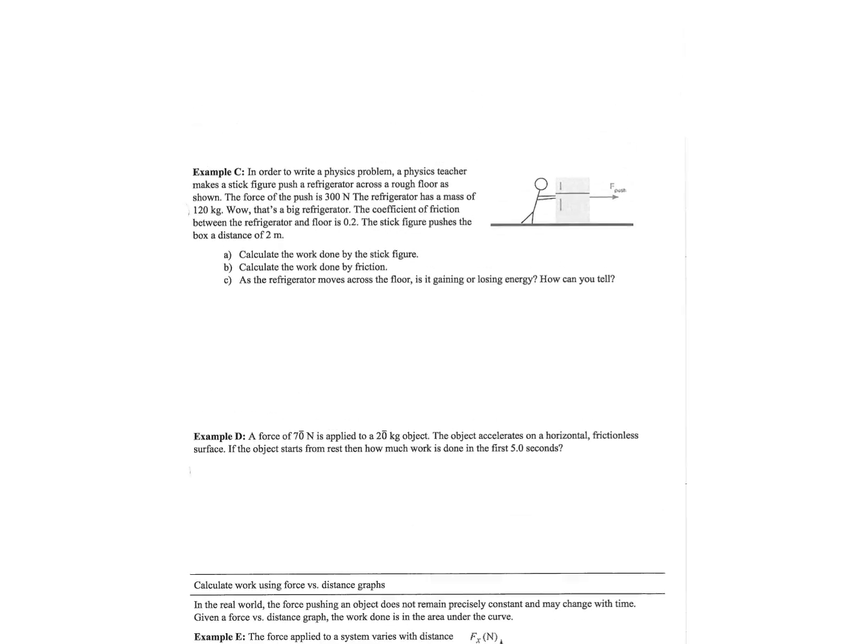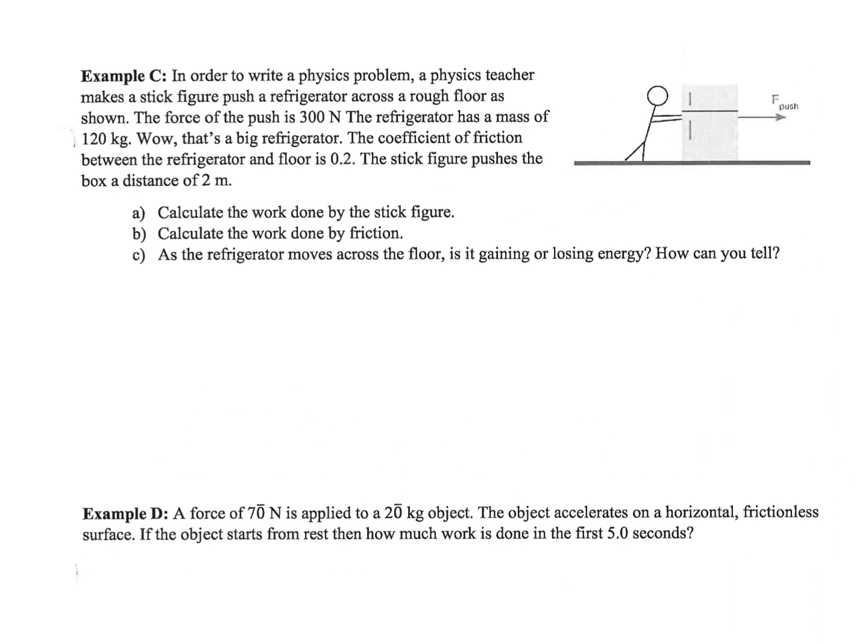All right, so now, in order to write a physics problem, a physics teacher makes a stick figure, love me a stick figure, push a refrigerator across a rough floor as shown. The force of the push is 300 newtons, so we've got a force going in the same direction. So there's work being done there. The refrigerator has a mass of 120 kilograms. It's a big fridge. The coefficient of friction is 0.2, so we know we have friction going the other direction. So we have F push that way, and F friction going this way, against it.